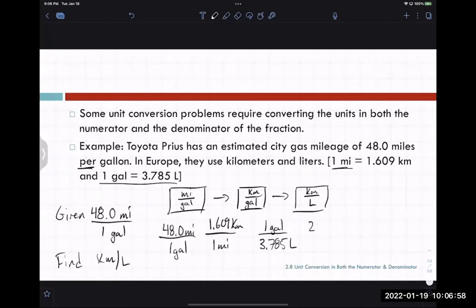So we get 20.40475. This will be kilometers per liter. But if we want the correct number of sig figs, we'll round this down to 20.4. You can also write this as kilometers per liter like that.